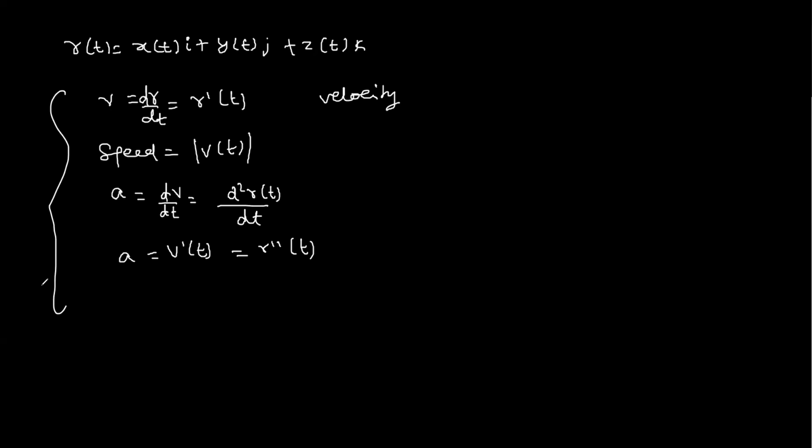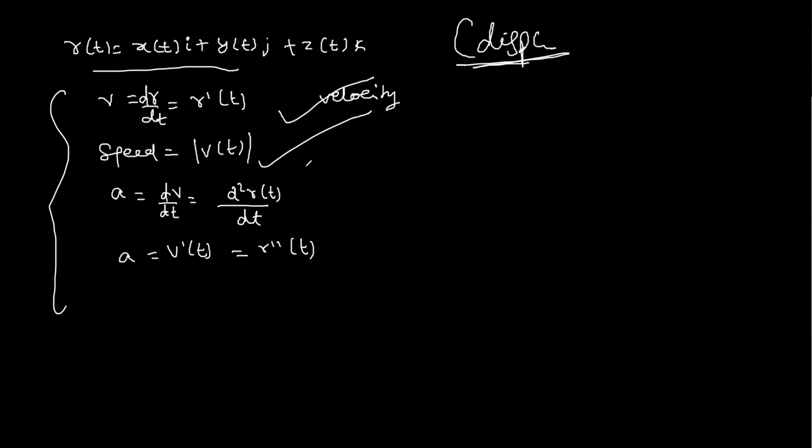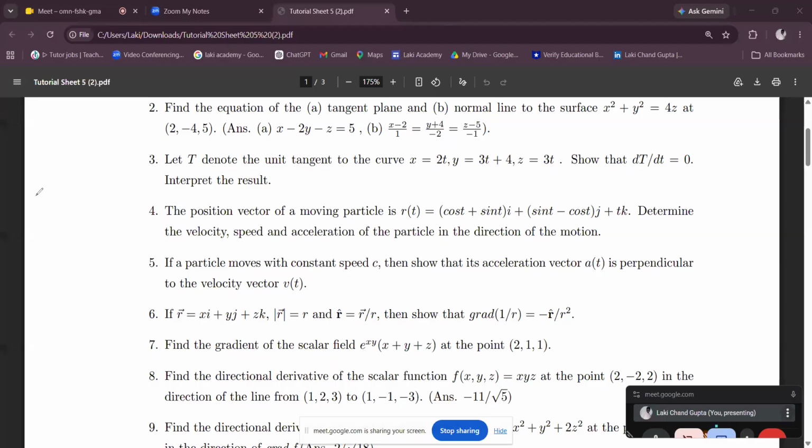So this is position vector. Position vector means what? Displacement type vector. So when you differentiate a displacement with respect to time, you will get velocity. Speed is nothing but a modulus of velocity. Acceleration is nothing but derivative of velocity with respect to time, or the second derivative of position vector.